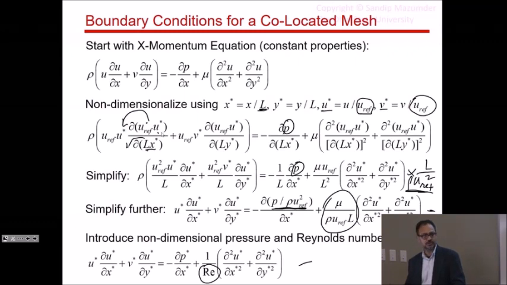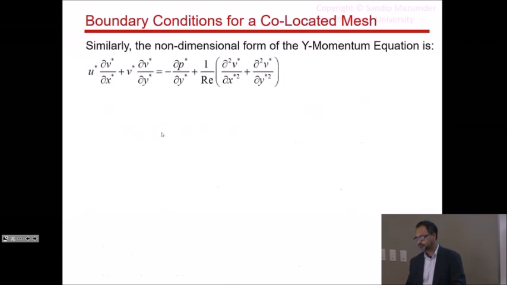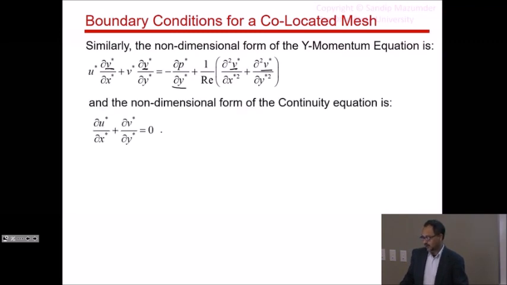Any questions so far? Again, this is all just fluid mechanics. There's no numerics here or CFD. Similarly, if we do the same thing for the y momentum, this is what we are going to get. All you do is replace the u star by v star right here, and then dp dx by dp dy. And then the non-dimensional form of the continuity equation becomes that. So all three equations we are writing in non-dimensional form.